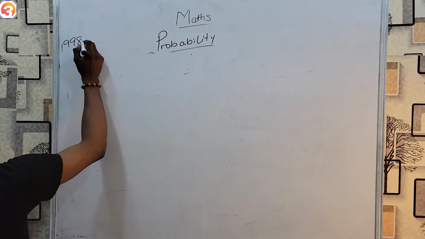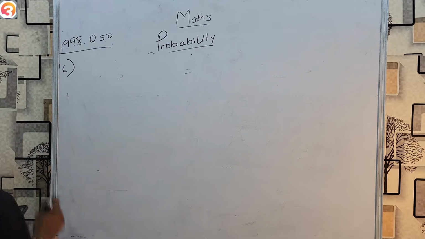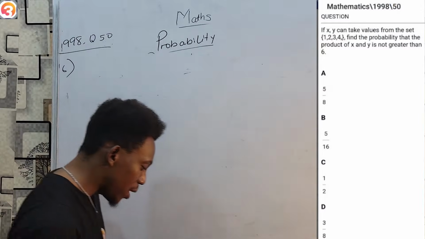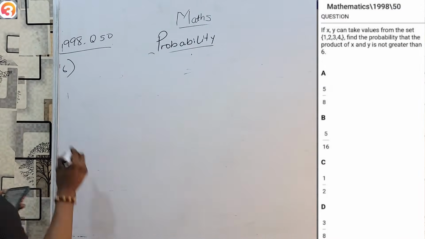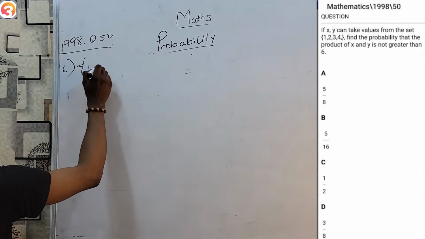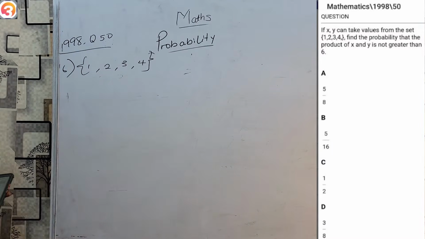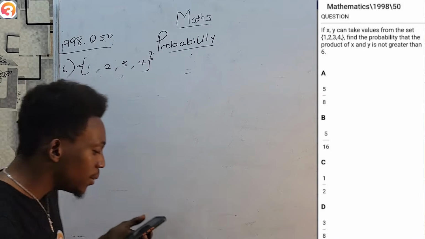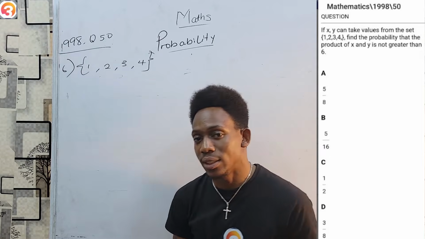1998, question 50 this time. And for this one, we are told, if X and Y can take values from the set 1, 2, 3, and 4. That means X and Y can only take values from one of these 4 options. Find the probability that the product of X and Y is not greater than 6.